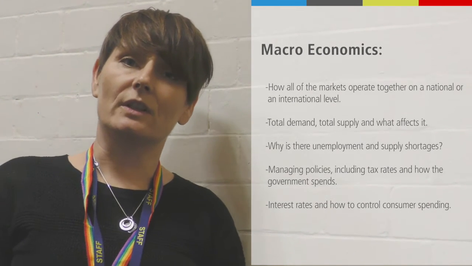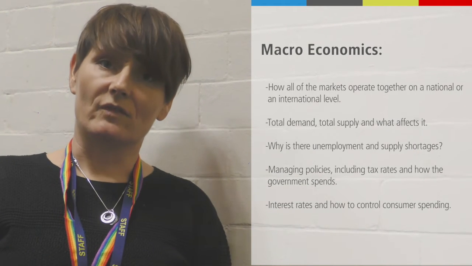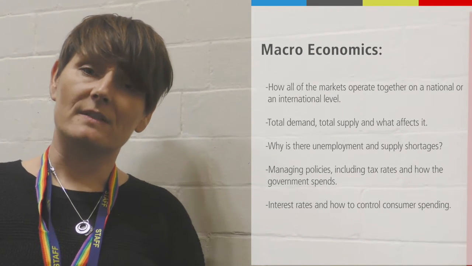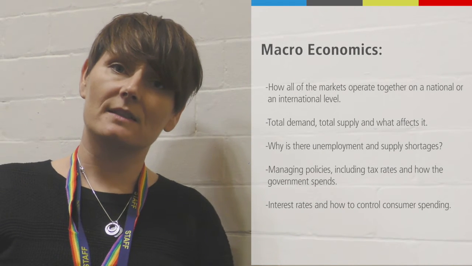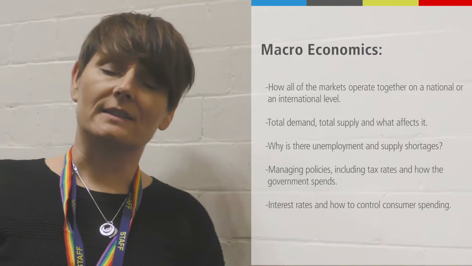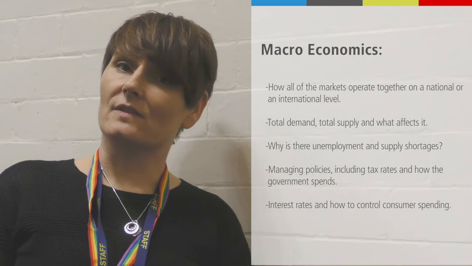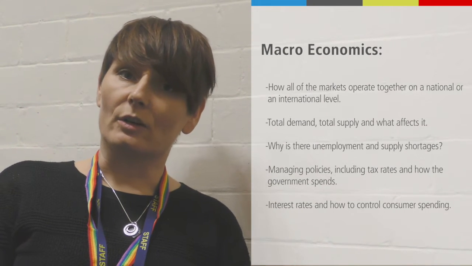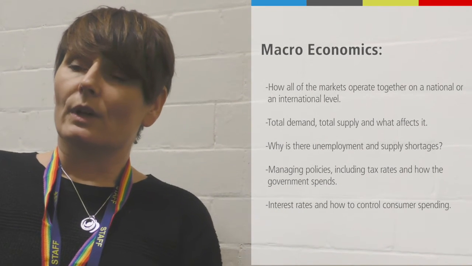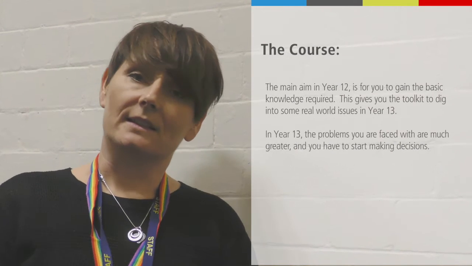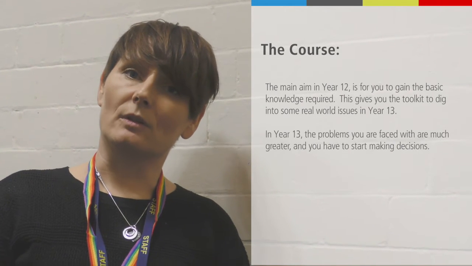So you start to look at why government sets certain rates of tax, why it spends, what the trade-off is between that taxation and that spending. And we also start to look at things like interest rates and how we control the spending of consumers within the economy. So in essence, what we look at in Year 12 is the basics, understanding the basic models.